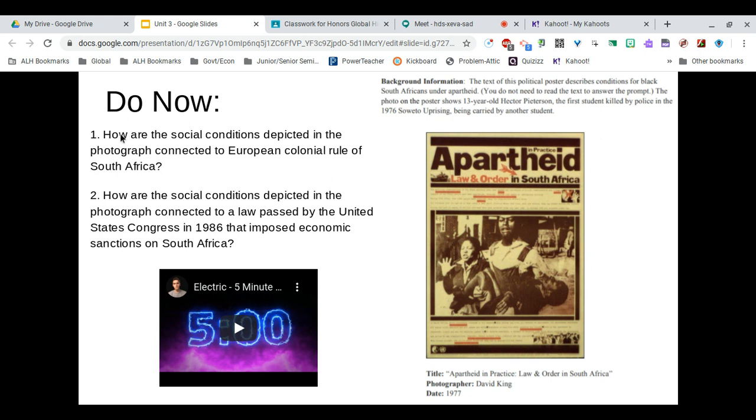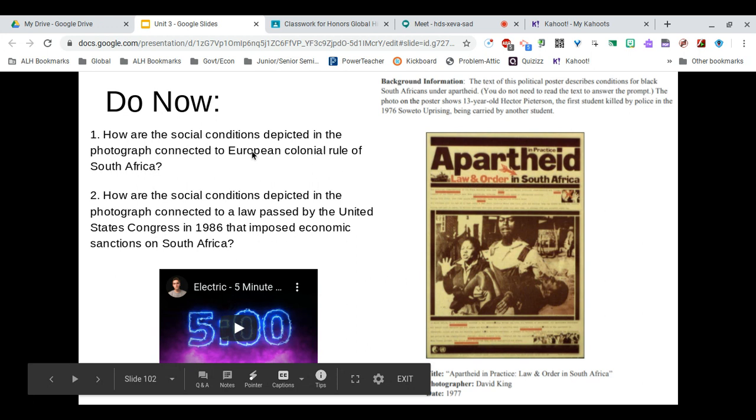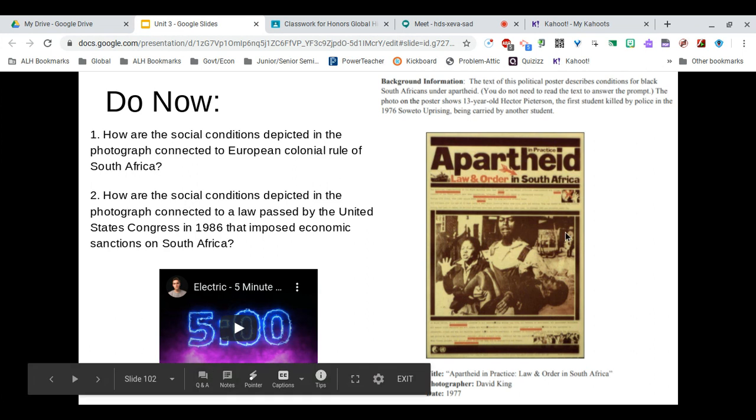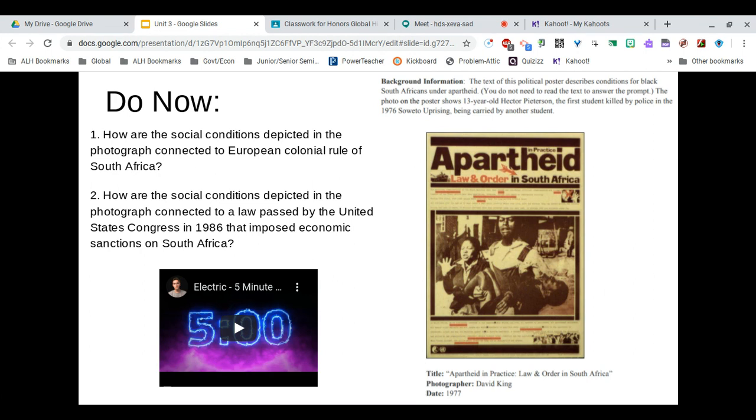When we look at our questions, we're thinking, how are the social conditions depicted in the photograph connected to European colonial rule of South Africa? How is this apartheid system and this uprising connected back to that colonial rule, that imperialism? And how are the social conditions depicted in the photograph connected to a law passed by the United States Congress in 1986 that imposed economic sanctions on South Africa? I want you to be thinking about these types of questions in regards to this poster and to what's going on with apartheid in South Africa at this time.